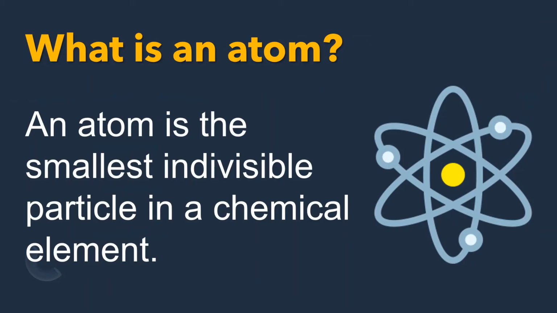So what is an atom? An atom is the smallest indivisible particle in a chemical element. It is also the smallest unit of ordinary matter that forms a chemical element. Every solid, liquid, gas, and plasma is composed of neutral or ionized atoms. An example would be a carbon atom, hydrogen, oxygen, or nitrogen atom present in a human body.